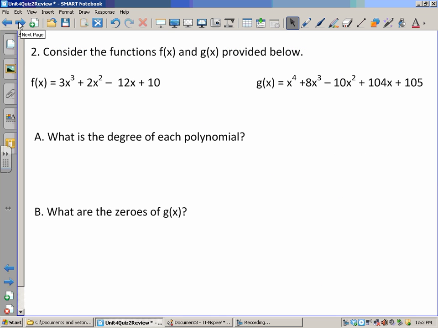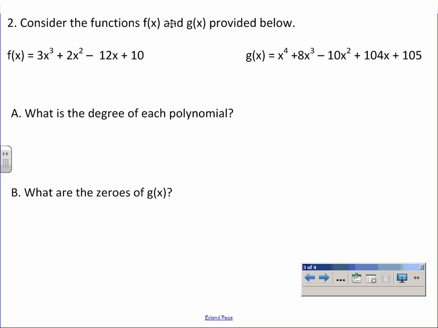Now the next part was adding, subtracting, finding zeros, and stating the degree. If I have two functions f of x and g of x as provided here, f of x is 3x to the third plus 2x squared minus 12x plus 10, and g of x is x to the fourth plus 8x cubed minus 10x squared plus 104x plus 105. The question is, what is the degree of each polynomial? Let's start with f of x. Remember, the degree is the value of the highest exponent. So when you think degree, think highest exponent.